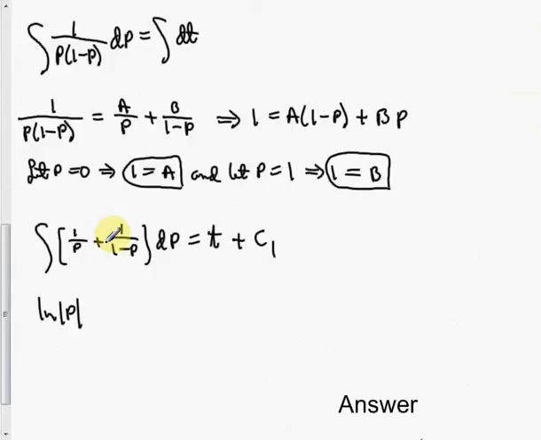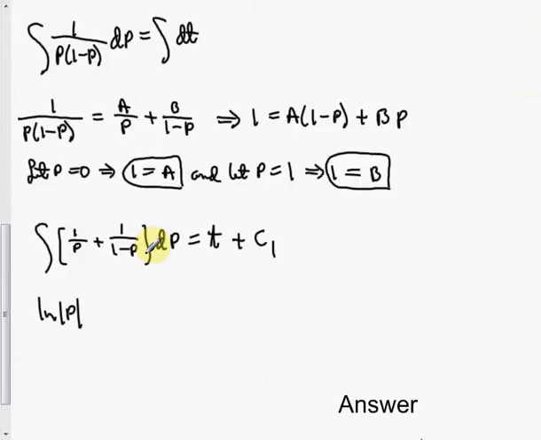Now, what's the integral of 1 over 1 minus p dp? This is where I get them. What's that? Instead of cross fraction, can we just separate them, like you can say 1 over p plus 1 over 1 minus p? You don't have to go through the partial fraction.